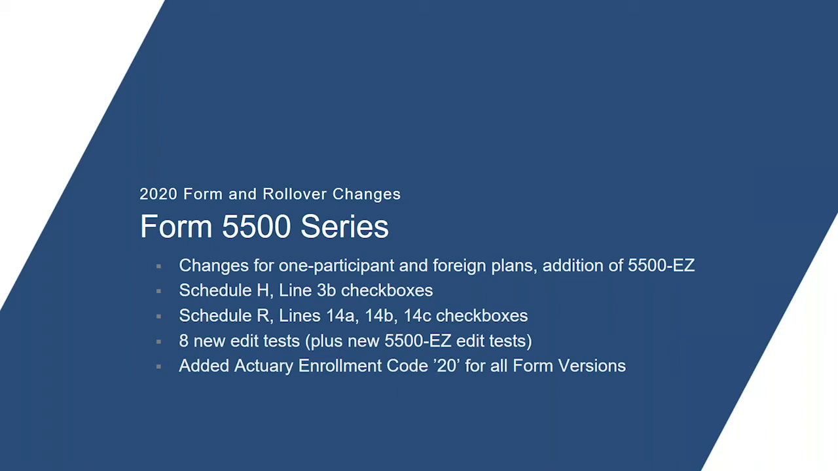Before this, the EZ had to be submitted on paper to the IRS, or information could be reported by answering a subset of questions on the Form 5500 SF. So with this, we have to make a related change on the 5500 SF and an edit test on that form, since one participant and farm plans can no longer use that form. We're also making a handful of changes on schedules H and R and adding a few new edit tests, not including edit tests specific to the EZ. Those will be discussed later. Finally, we're making a change in the actuary enrollment code so that actuaries can use their newly issued enrollment numbers.